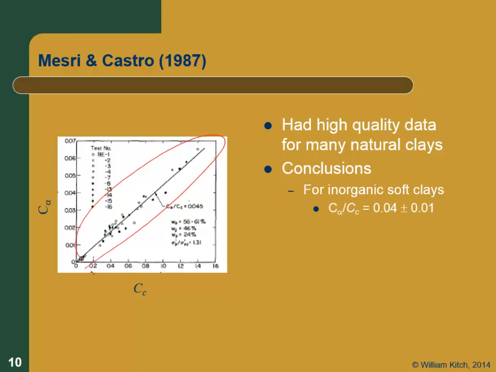These conclusions basically just substantially narrow the range of C sub alpha over C sub C to the point where you probably don't even need to know what it is, at least to do a first order of magnitude estimate. So for inorganic soft clays, he says C sub alpha over C sub C is 0.04 plus or minus 0.01. Well, boy, if we knew all our parameters that well, we'd be in great shape.